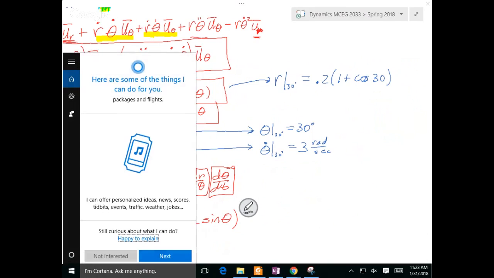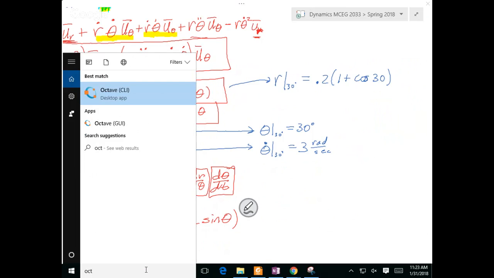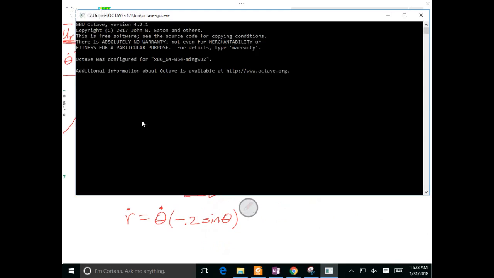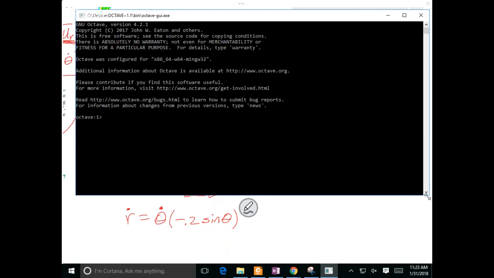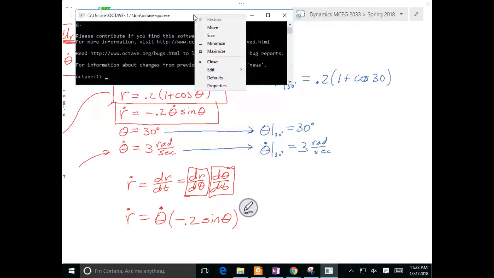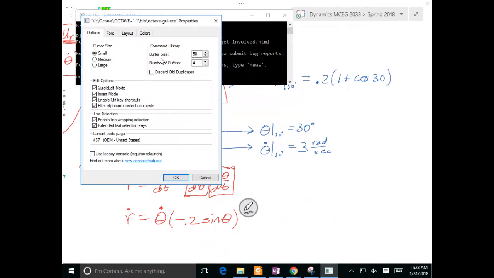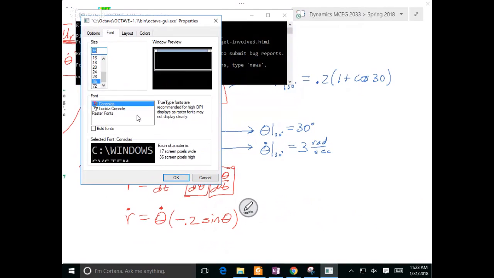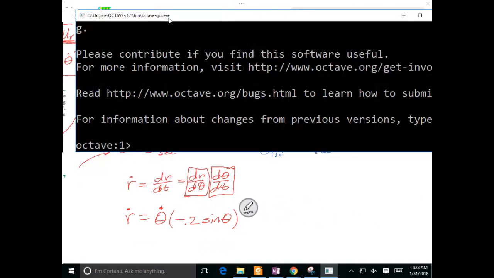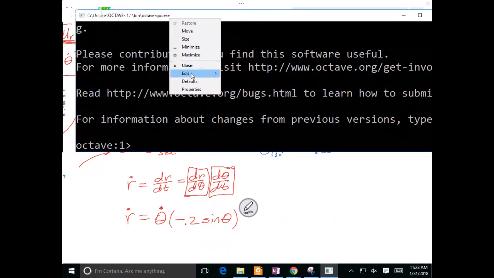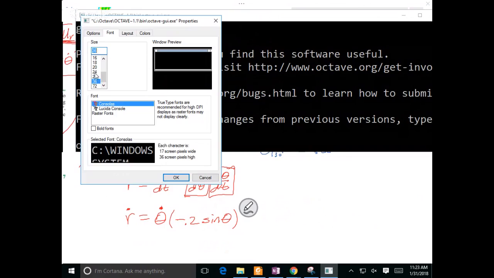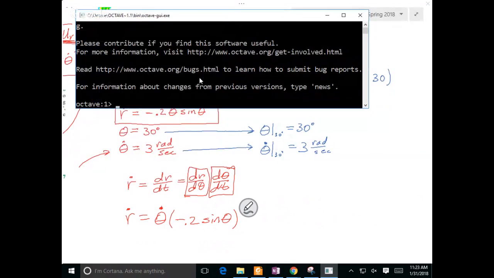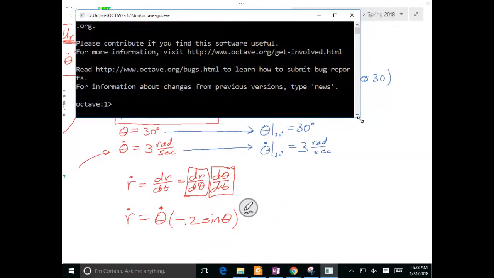And I didn't start Octave yet, did I? Oh, come on. Okay, I don't need it to be... properties, font. We'll run it on up to there. Oh, okay, maybe that's a little much. Okay, how about there? That's probably doable.